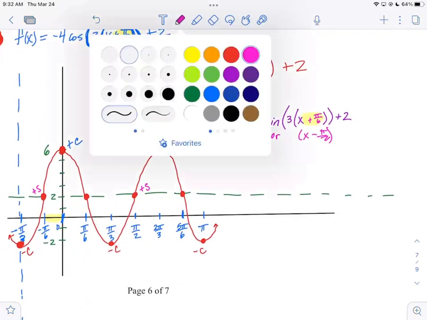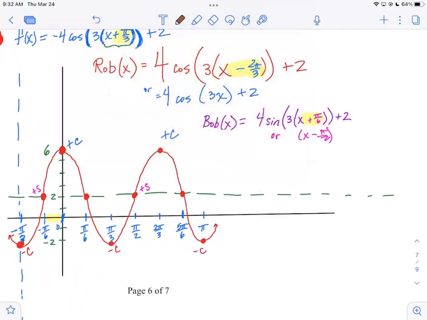And then let's see, we'll do one more. So we got Bob, Rob. Let's do Bobbert, which is another name for Robert. Bobbert of X. It would be negative 4, right? That's the last one we need. We need negative 4 sine, parentheses, B is still 3. It's still x plus or minus something, and it's still plus 2. And now all we have to do is look for the right spot.